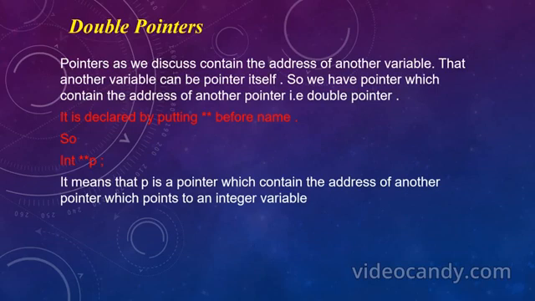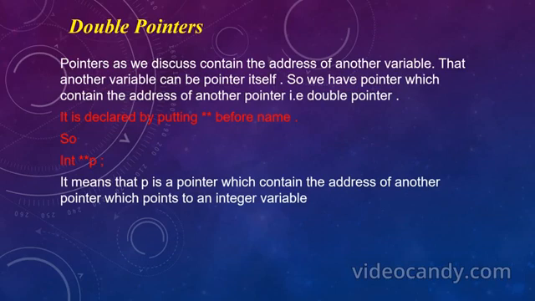Pointers, as we discussed, contain the address of another variable. If you remember, that other variable can be a pointer itself. So we have a pointer which contains the address of another pointer. This is known as a double pointer. So what it means is I have a pointer which will contain the address of another variable which is also of a pointer type.